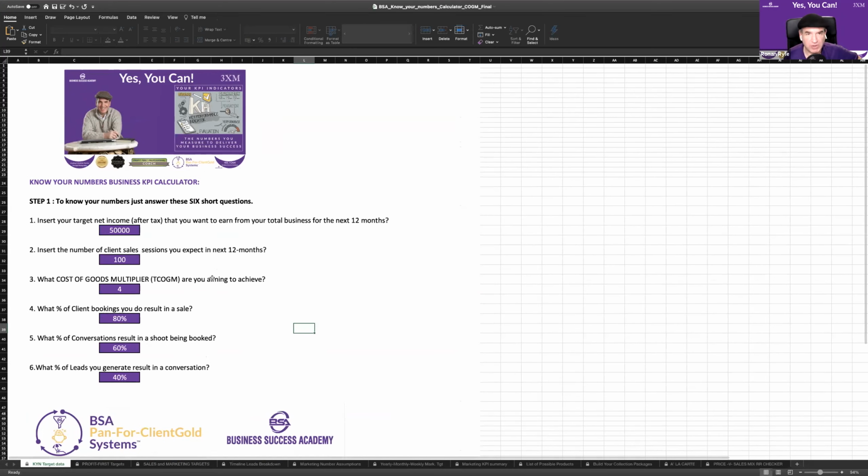So where we started with the business metrics was we asked a question just about, what are your financial goals? What are your financial goals that you want to get from your owner's pay? What's owner's pay? It's what the business pays you as the owner, net of tax. So it's net of tax, so what income? And we just asked you to fill that figure in here.